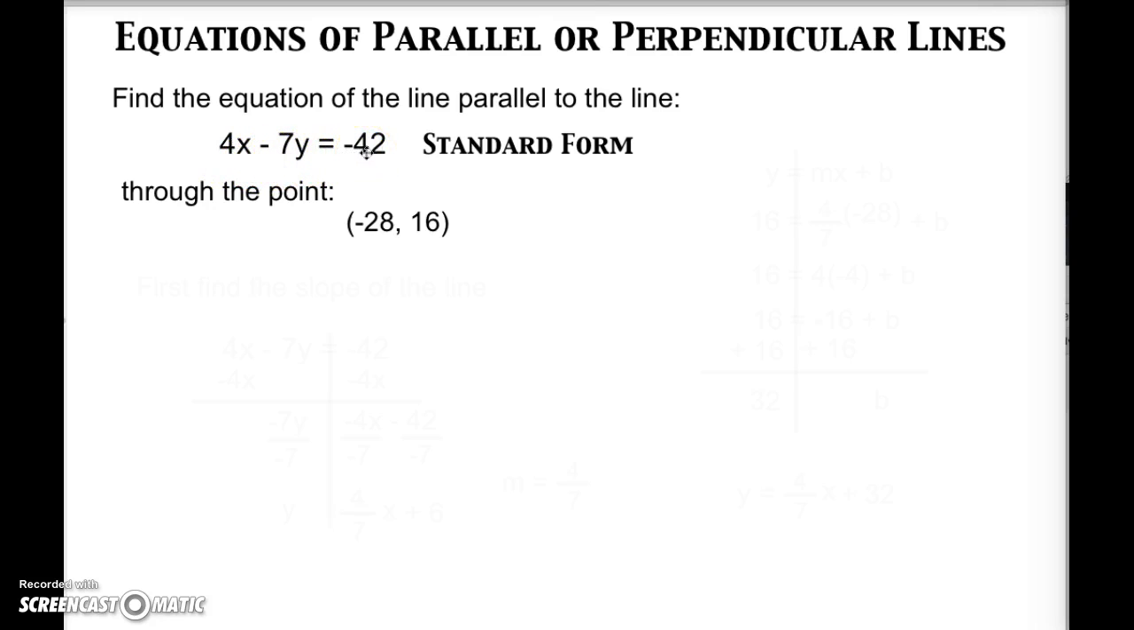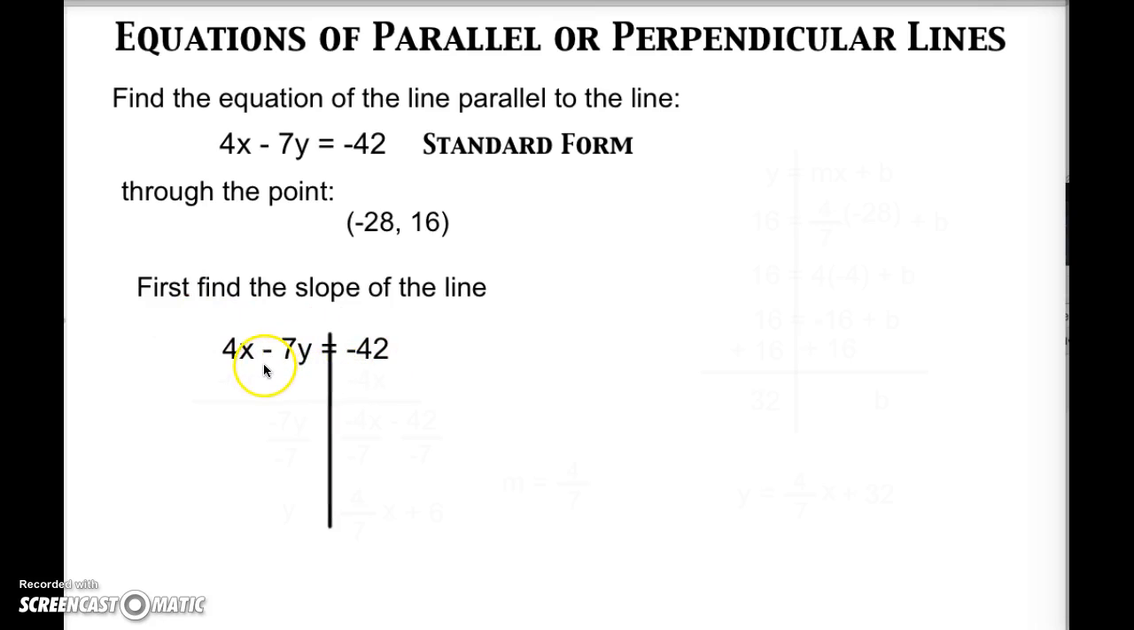The first thing I have to do to solve this problem is find the slope of my original equation, which is in standard form. I'm going to do this by changing it to slope-intercept form. So what I'm going to do is solve for y. The first thing I'm going to do is write my original equation down. I have 4x minus 7y is equal to 42. And I'm going to try and solve for y in this problem.